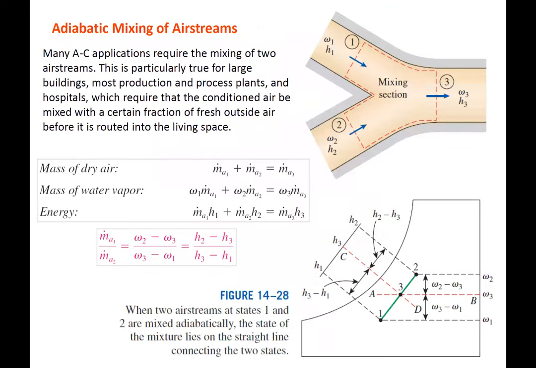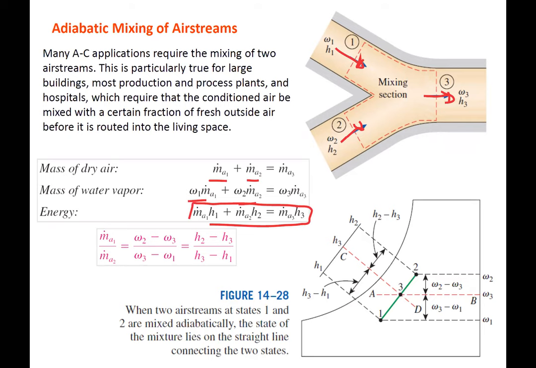Here's just adiabatic mixing of air streams. Here you just have an air stream coming in one way, another, and they're mixing together to give you the outlet. So the dry air of those two combine, the water vapor components of those two combine in the mixing section, and the conservation of energy, those two combine to give you the outlet.